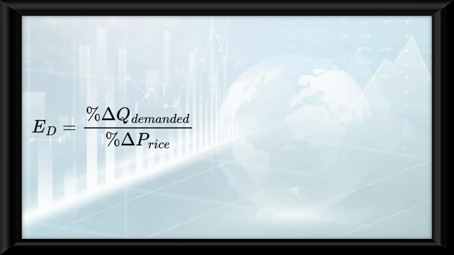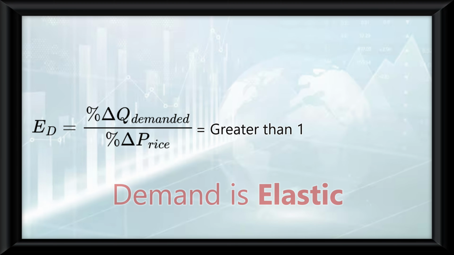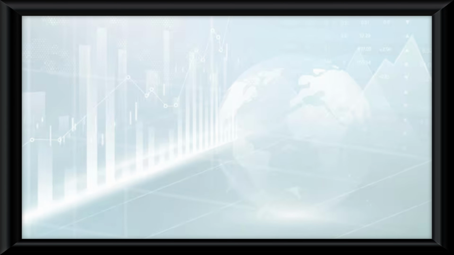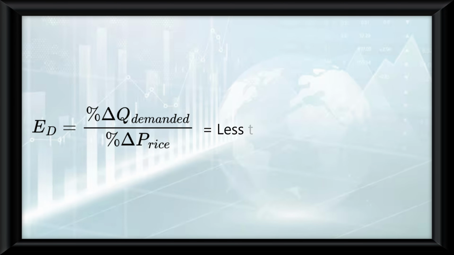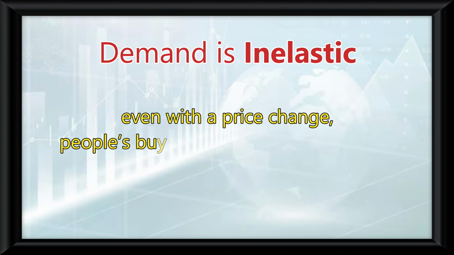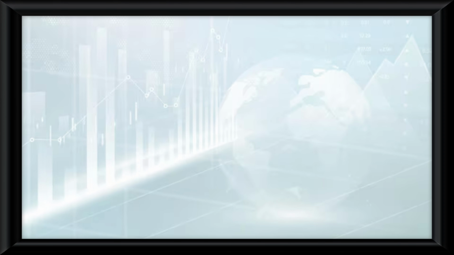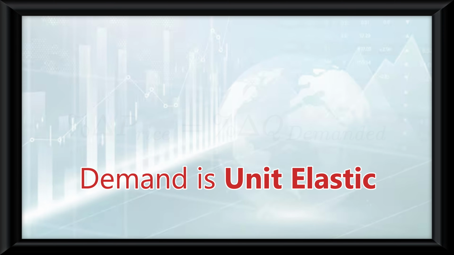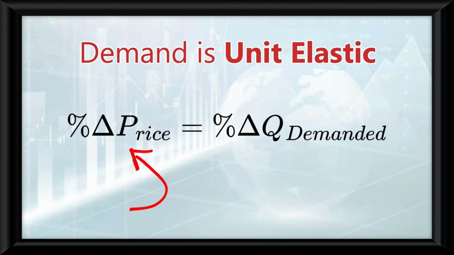If the value of elasticity is greater than 1, we say the demand is elastic. This means consumers are very responsive to price changes. In contrast, if the elasticity value is less than 1, demand is considered inelastic. This means that even with a price change, people's buying habits don't shift much. If the elasticity value equals exactly 1, demand is unit elastic, meaning the percentage change in price is exactly matched by a percentage change in quantity demanded.